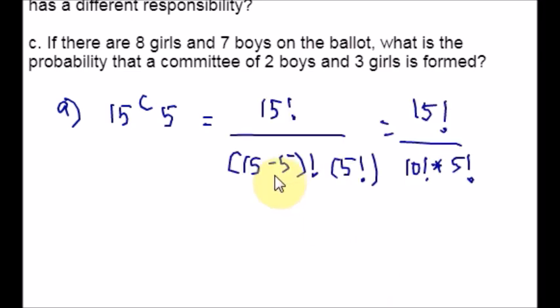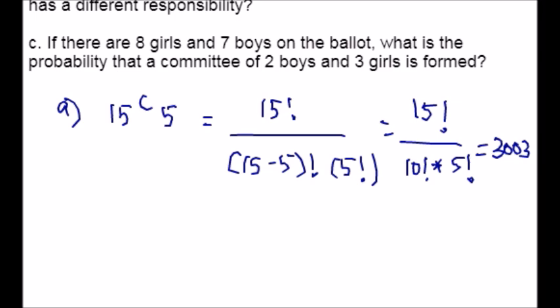Hope you are clear with this step. Just expand, cancel out the common factors and give the final answer. I'm getting 3003. Hope you can try this part. Work out the calculation and check whether you're getting 3003 or not. Hope you're clear with part A?